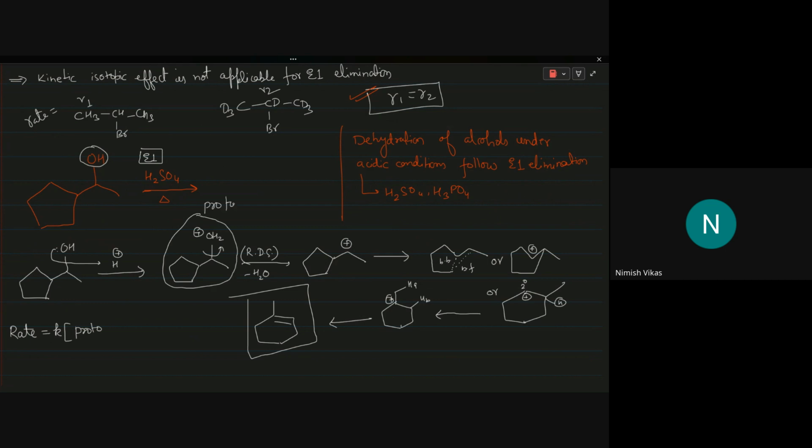Because the protonated alcohol is involved in the RDS. So the rate of this reaction is equal to K times protonated alcohol raised to the power 1, right? Is everyone getting my point? Yes, sir. So these are the certain things that you should know with respect to the E1 elimination reaction.